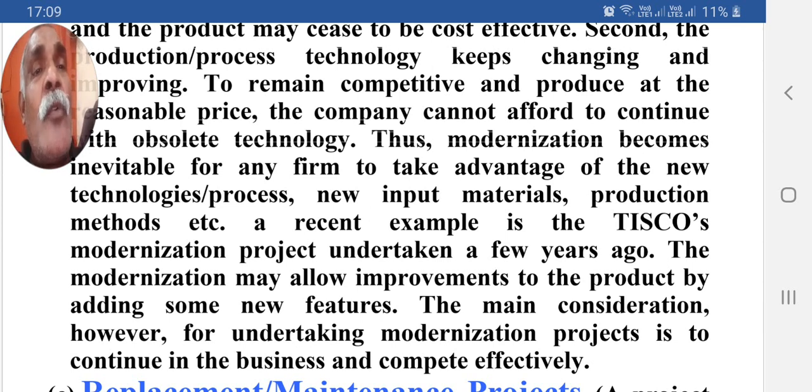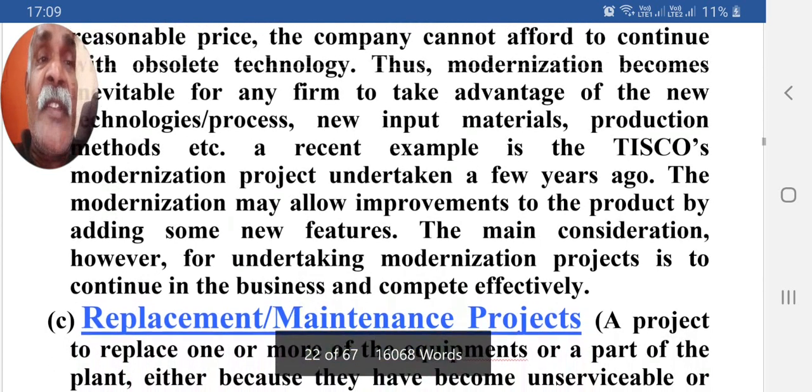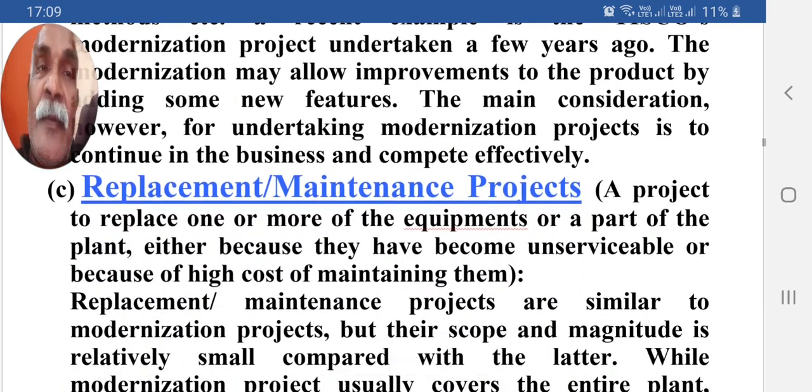The modernization may allow improvement to the product by adding some new features. The main consideration, however, for undertaking a modernization project is to continue in the business and compete effectively. So if you want to continue in the business and compete with the competitors, you have to shift from the obsolete technology to a modern technology. Otherwise, you will be out of the market.